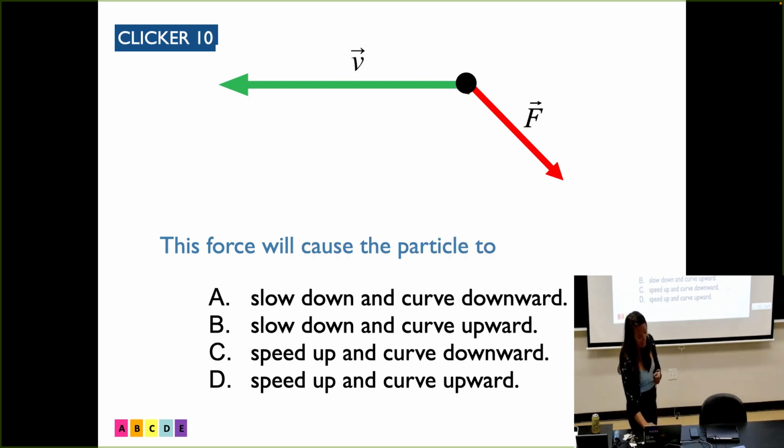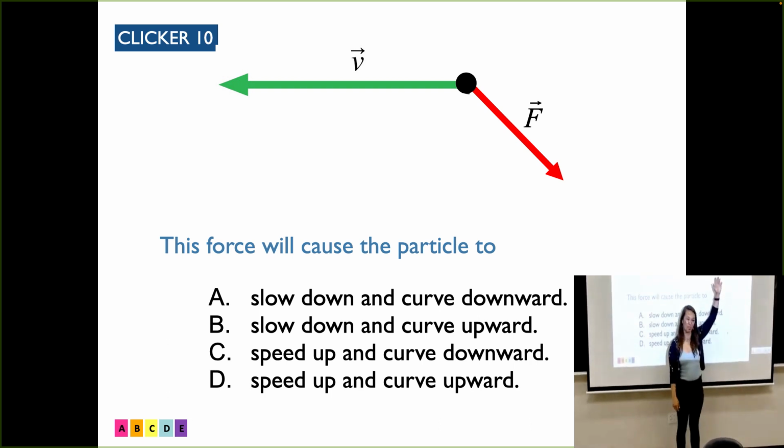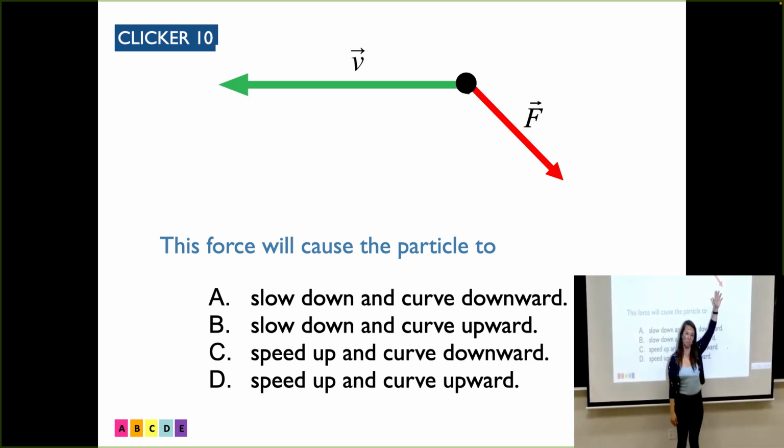Surprisingly, we all think it's A. But what's going on here? How would you represent this force? What might you do to sort of make this clearer? Break it up. Yeah, break it up into components, right?